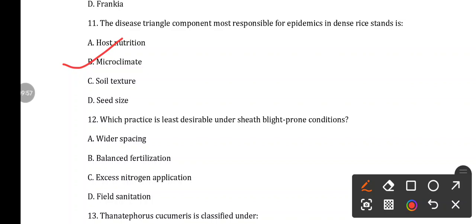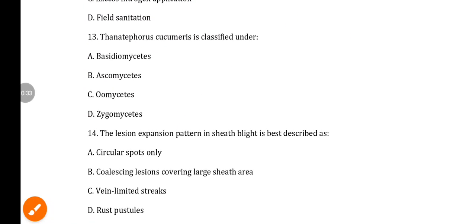Okay. Next, question number 12. Which practice is least desirable under seed blight prone condition? Option A, wider spacing. Option B, balanced fertilizer. Option C, excess nitrogen application. And option D, field sanitation. Here the answer is option C. Why? Because the other three are actually used for the management of seed blight, but excess nitrogen actually favors the disease.